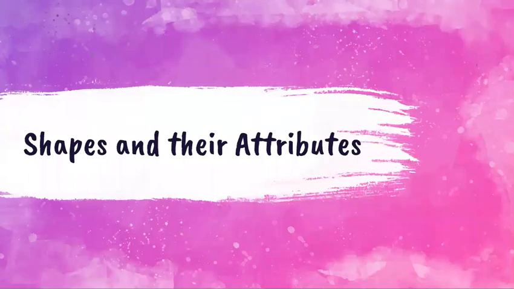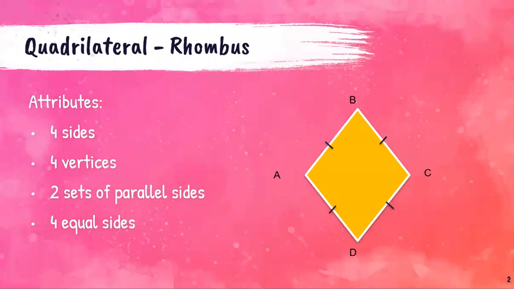Hey guys, today is our third lesson about shapes and attributes. So far we have reviewed a lot of vocabulary and we have talked about quadrilaterals, parallelograms, and rectangles. So today let's just get right into it with the rhombus.